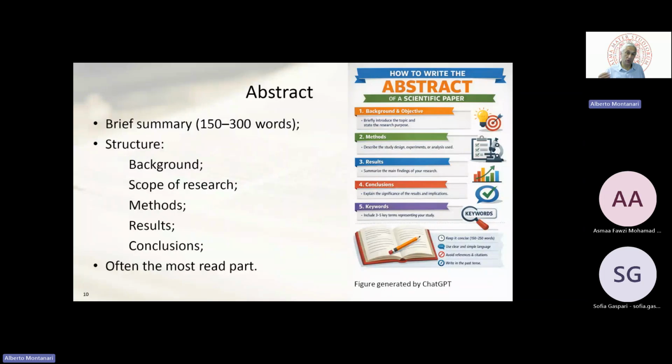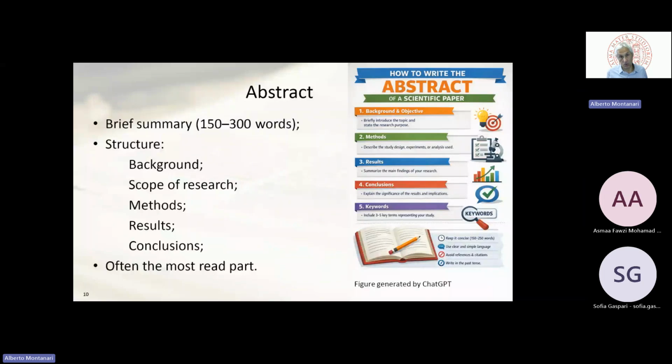And therefore, you could use the scheme that is written here. So the background: you may state the problem, and then the scope of the research, how you want to contribute to solving the problem. And then you can say a few words about the methods. You explain the result, and then you put emphasis on innovation. And then you explain with a concluding sentence why the results are important.